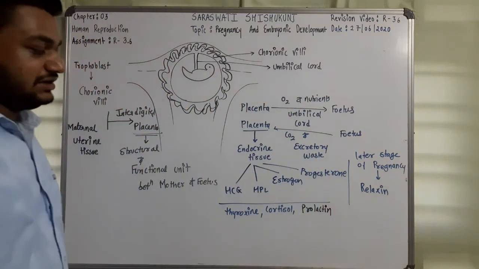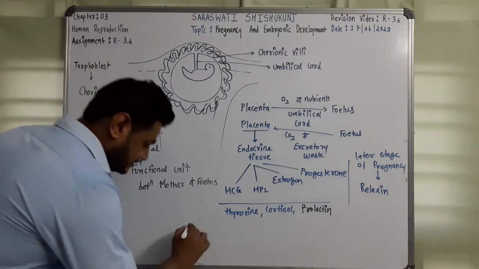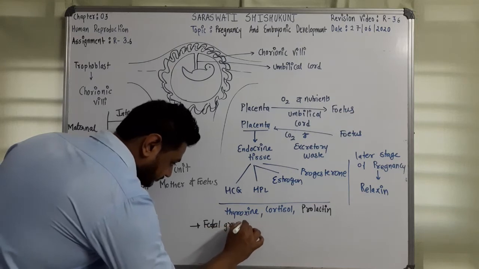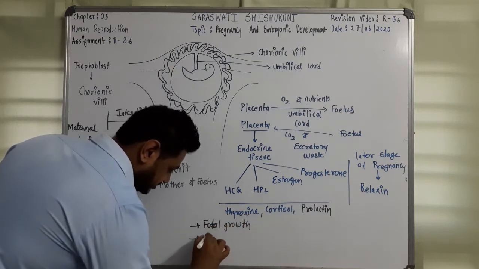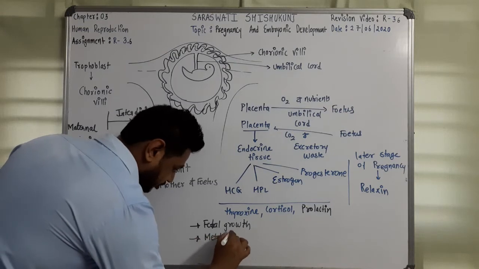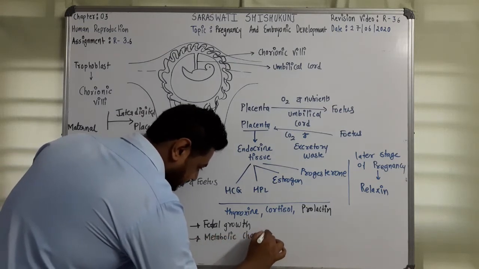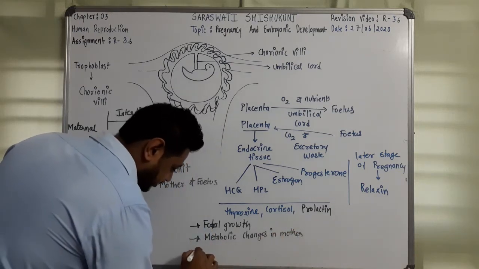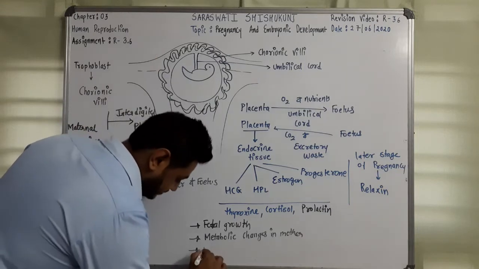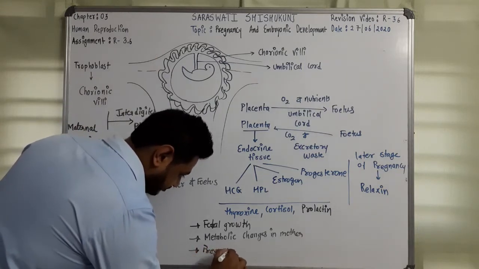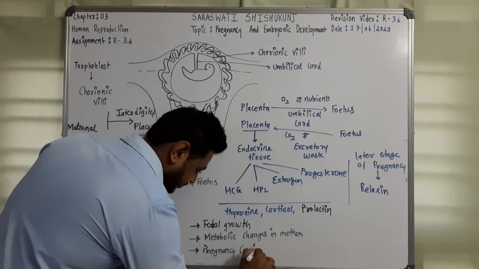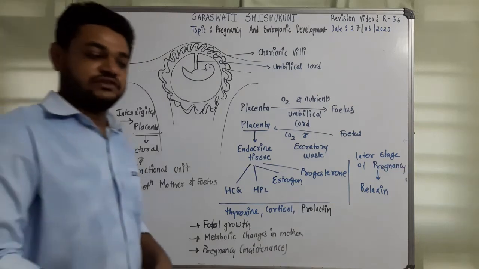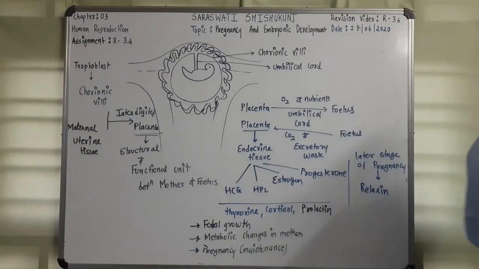Now why are these released? These are very essential for fetal growth, then metabolic changes in the mother, and the third one is essential for maintenance of pregnancy. Okay, so these are the three importances of the hormones, which play a key role in all three processes.